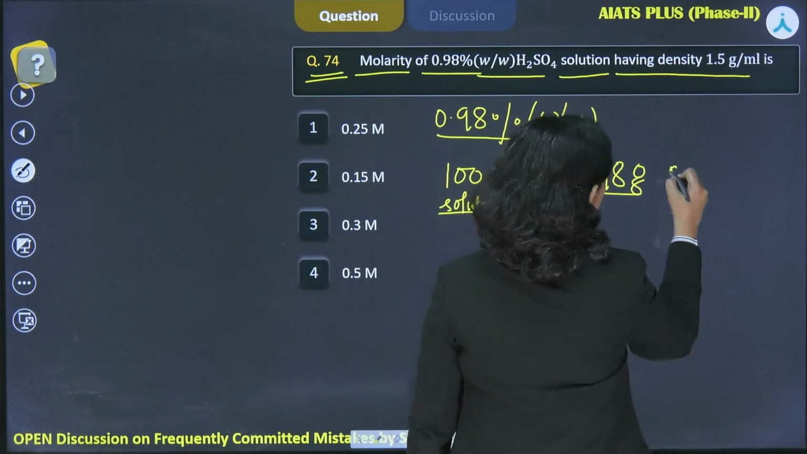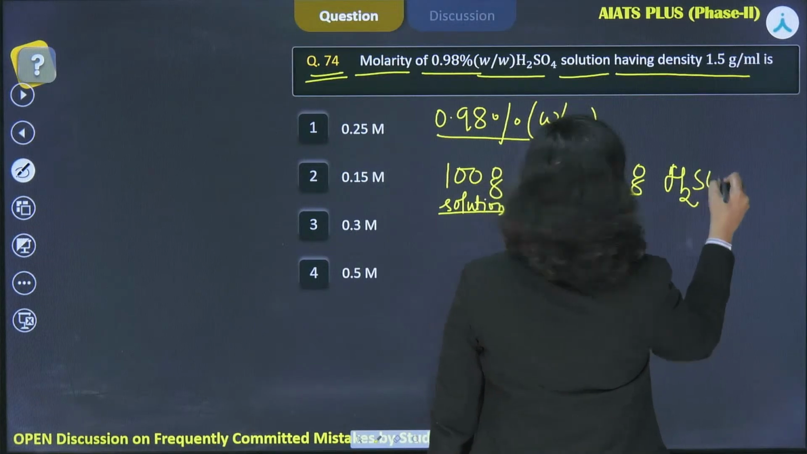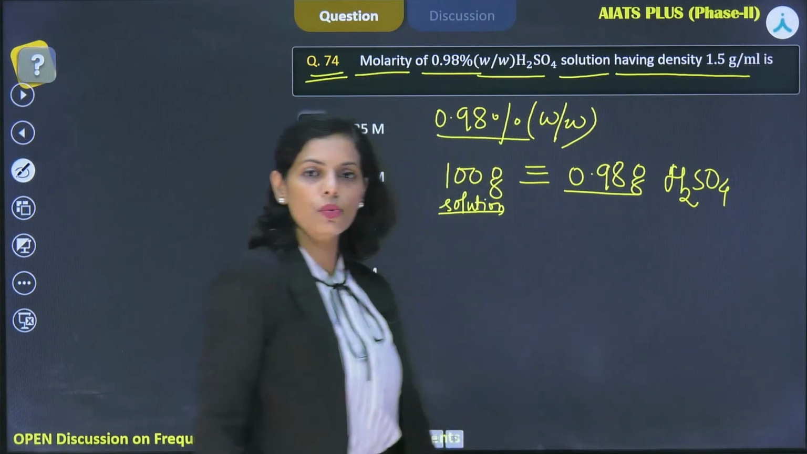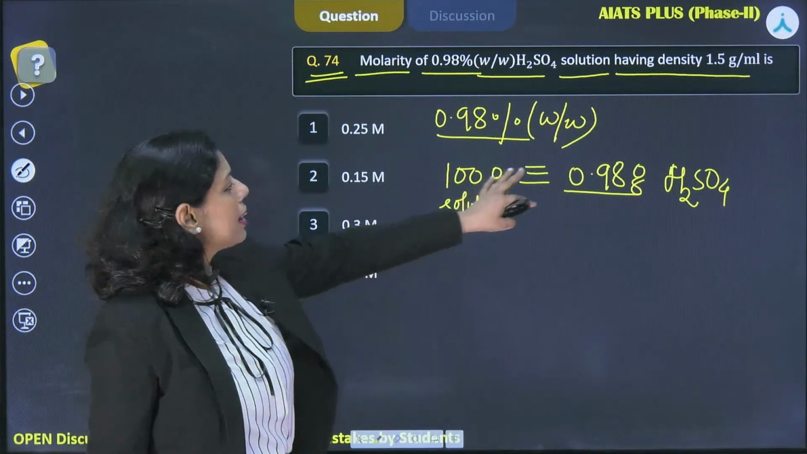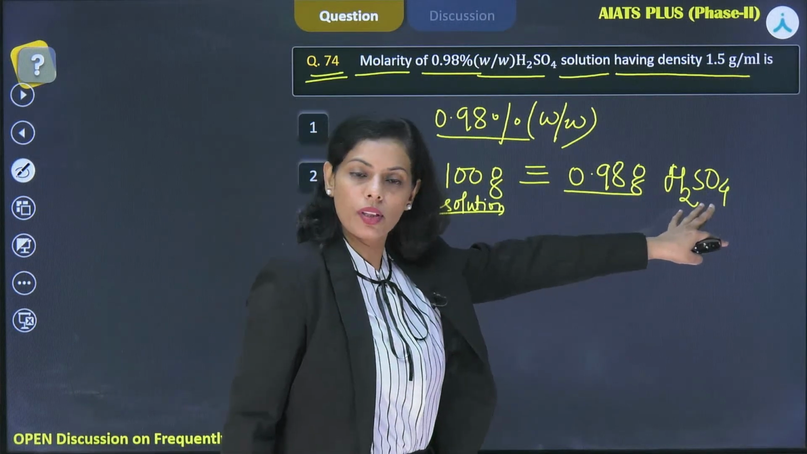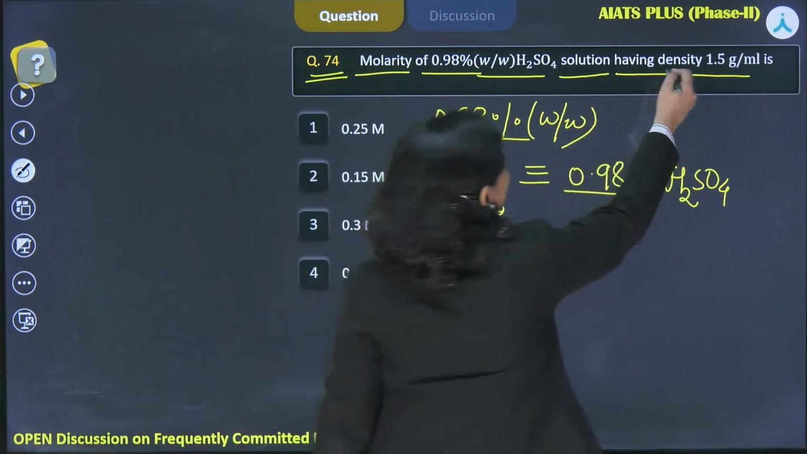0.98 gram H2SO4 is present in it. Can I say this way? 0.15? Maybe, beta, I have to check. So, 100 gram has 0.98 gram H2SO4, right? Now the density of the solution is given.